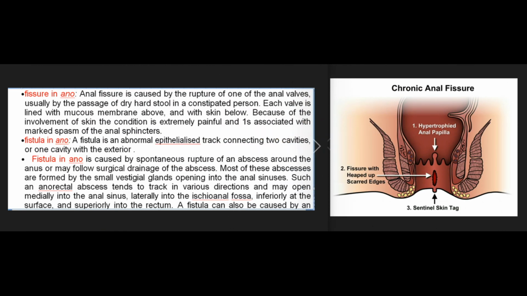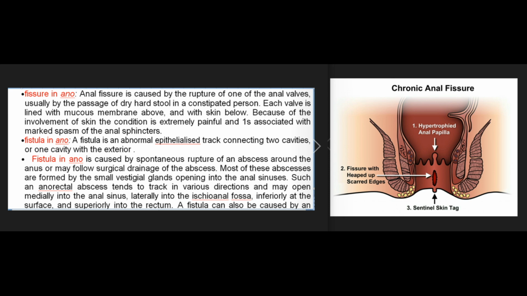Fissure: anal fissure is caused by the rupture of one of the anal valves, usually by the passage of dry hard stool in a constipated person. Each valve is lined with mucous membrane above, and with skin below. Because of the involvement of skin the condition is extremely painful and is associated with marked spasm of the anal sphincters.